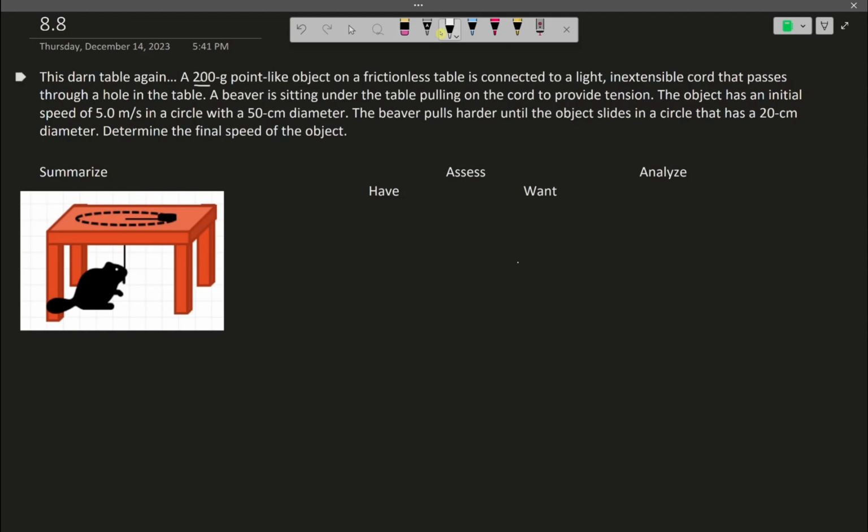Okay, so we have a 200-gram point-like object on a frictionless table. So the mass of this point-like object is going to be 200 grams or 0.2 kilograms. It is on a frictionless table, so I can ignore any sort of dissipative force, meaning that I will have conservation laws applied here because it's frictionless, so there's no way for me to lose my energy here.